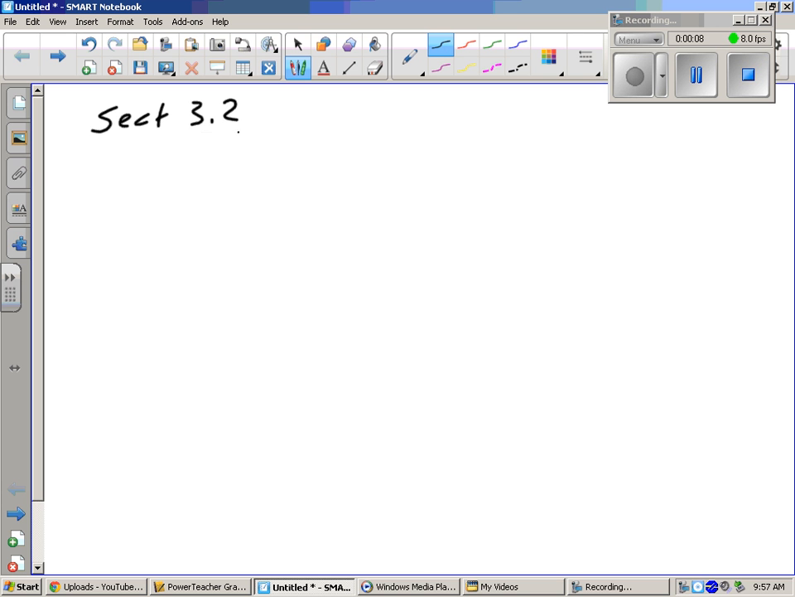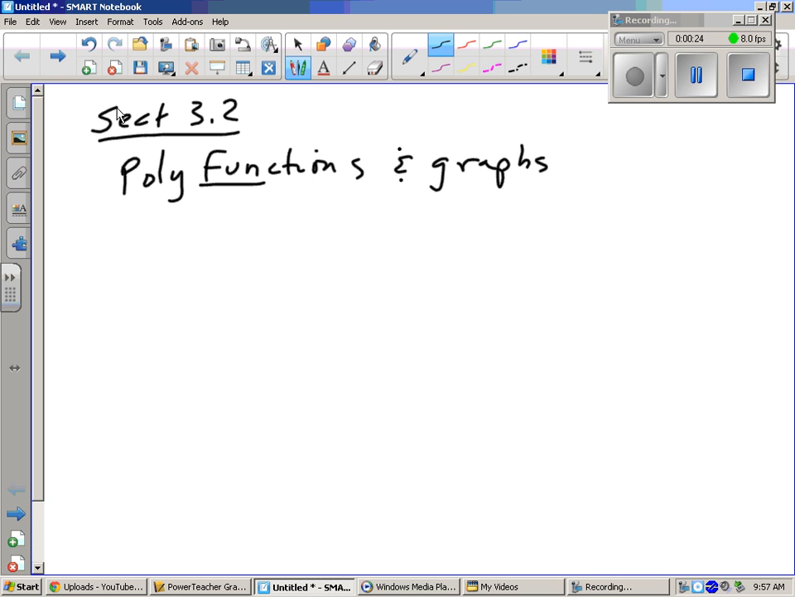We're going to talk about section 3.2, polynomial functions and their graphs. And don't forget the ever-present fun in polynomial functions and graphs. Polynomial means many numbers. Now, one thing about polynomial functions is that graphs have to be smooth and continuous. Otherwise, they are some other kind of function. They can't have sharp turns or have breaks in them. They have to be smooth and continuous.